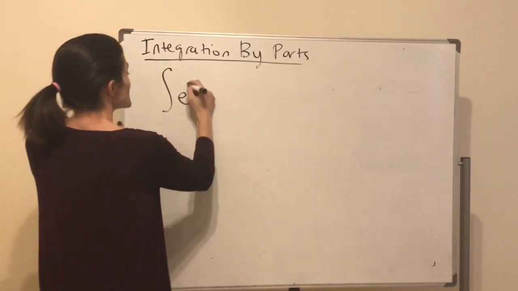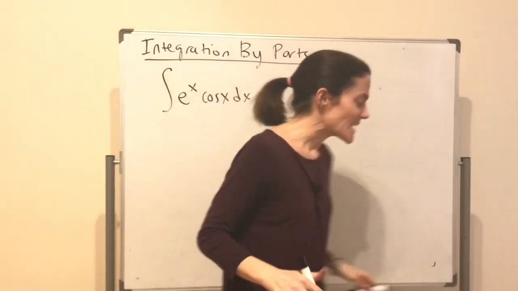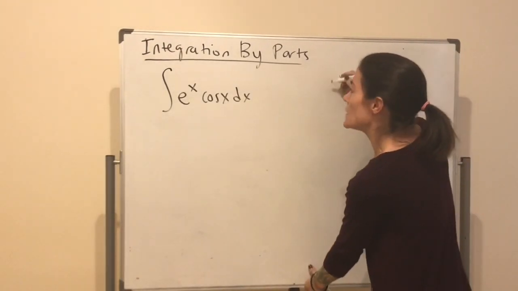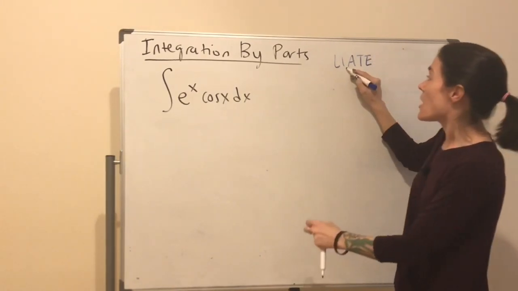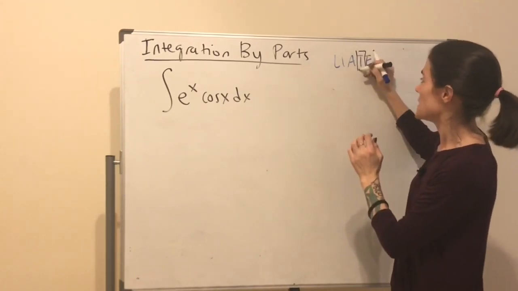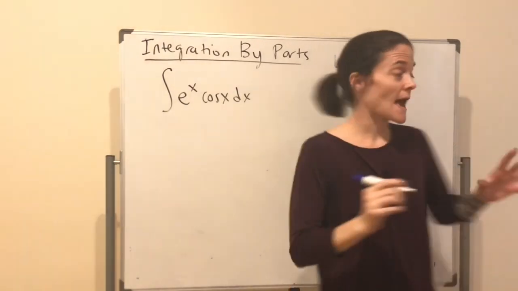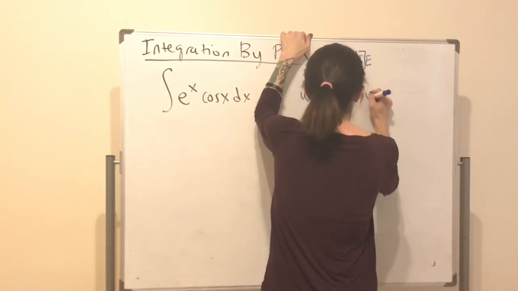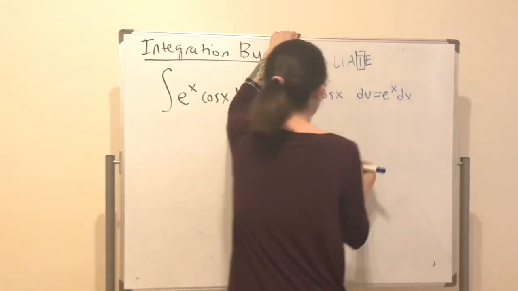So let's do e to the x cosine x dx. This one is kind of exciting, I think. Now, if we follow this order, we do not have log, inverse, trig, algebraic. Oh, we have trig. So we had to go all the way to the T here, which is okay. So this suggests we have u is the cosine, and dv will be everything else, e to the x dx.